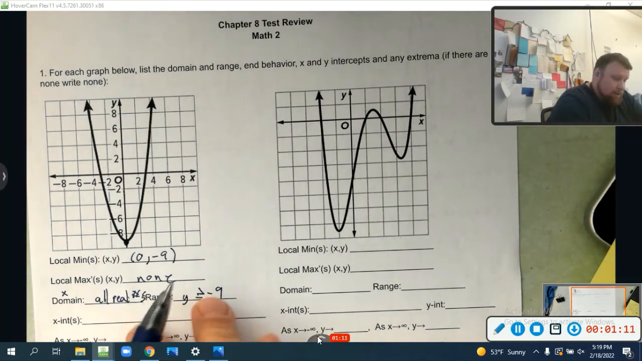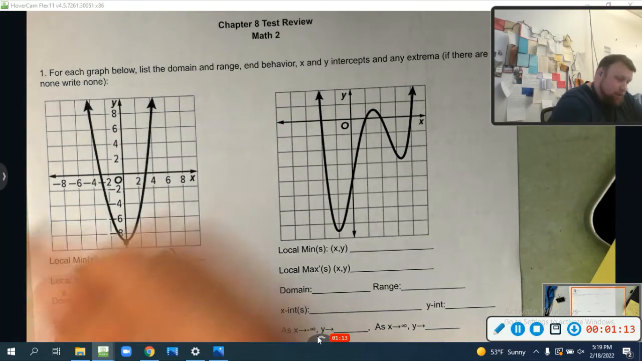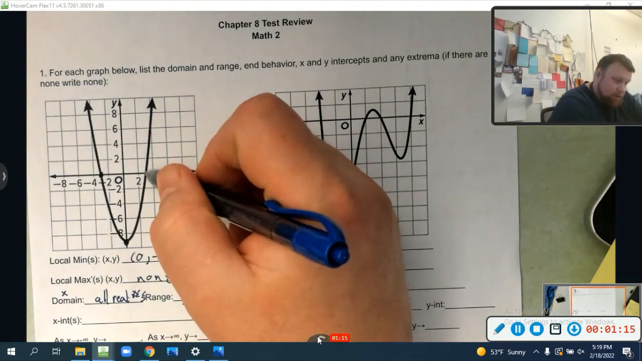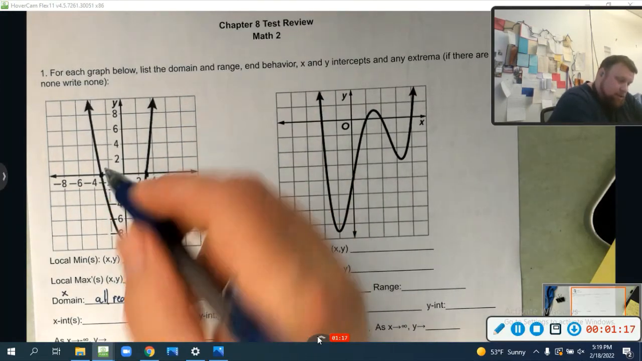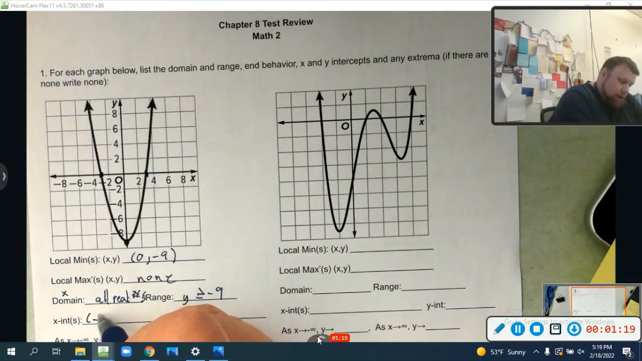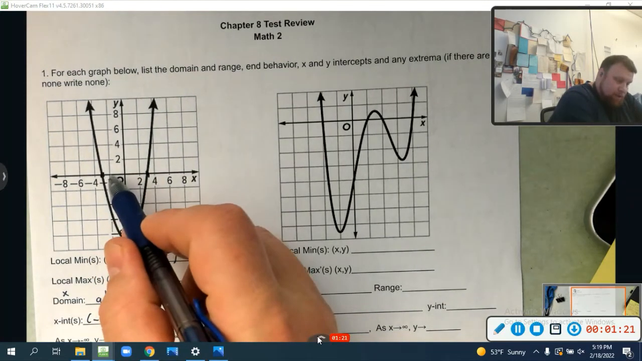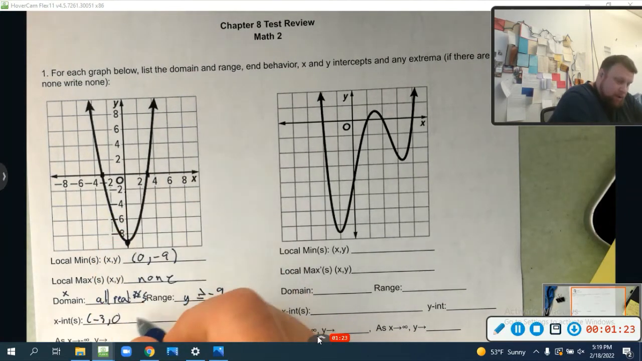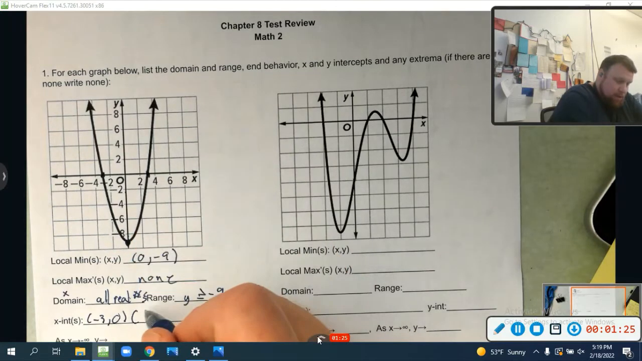What are our x-intercepts? Okay, let's look. We see one right here. We see one right here. That looks to be the point -3, because they're still growing by 2 each time, and it looks right in between. And this one looks like 3.